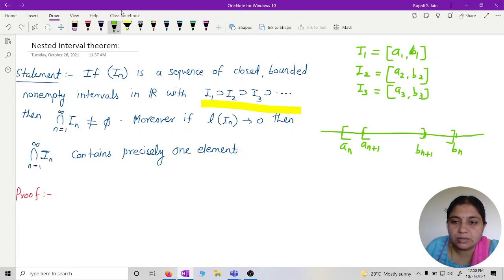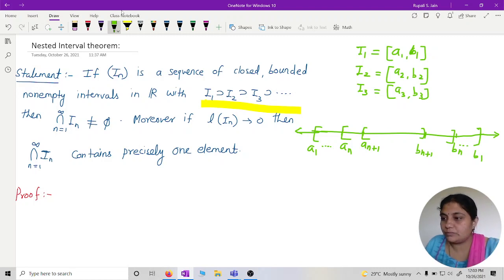Yes, ma'am. Are you getting this? Yes, ma'am. Which is the biggest interval? A1, B1 is the biggest one. It is a decreasing sequence. Then A2, B2 and so on. Are you getting this? Yes, ma'am. So we will start the proof.